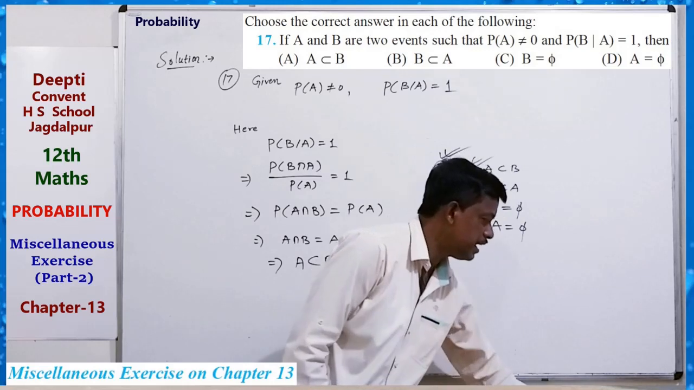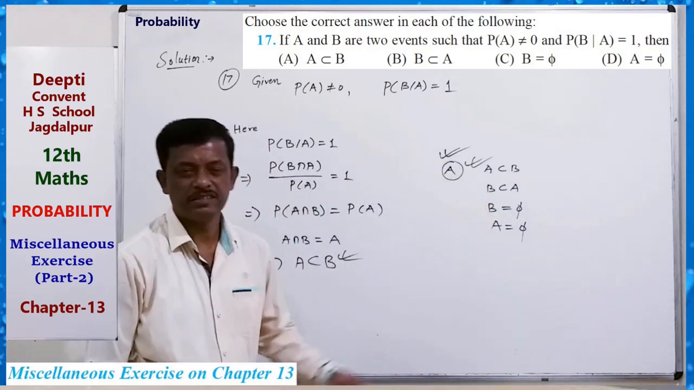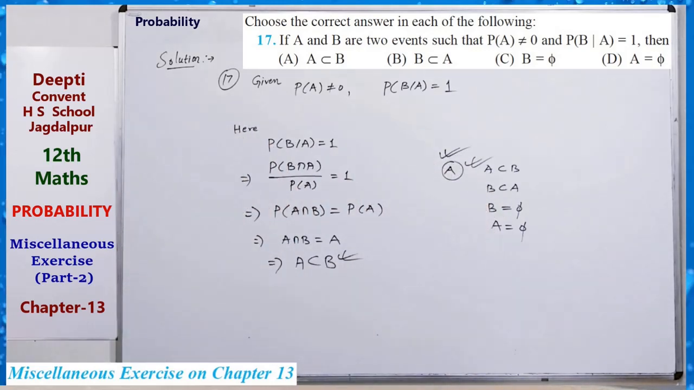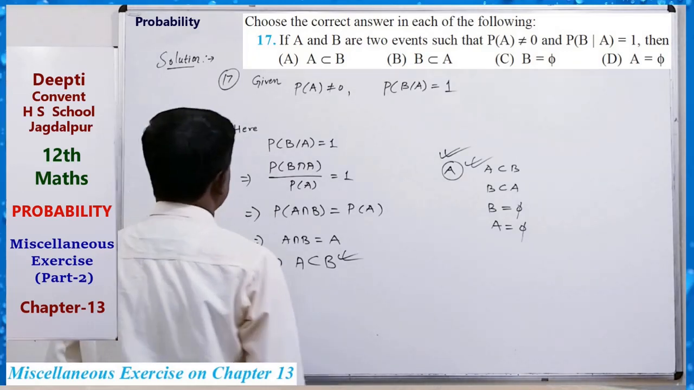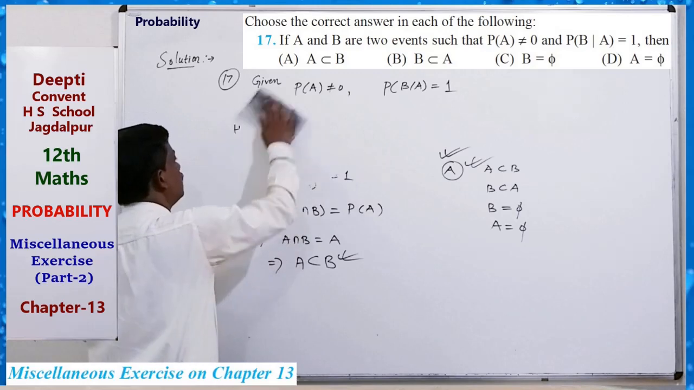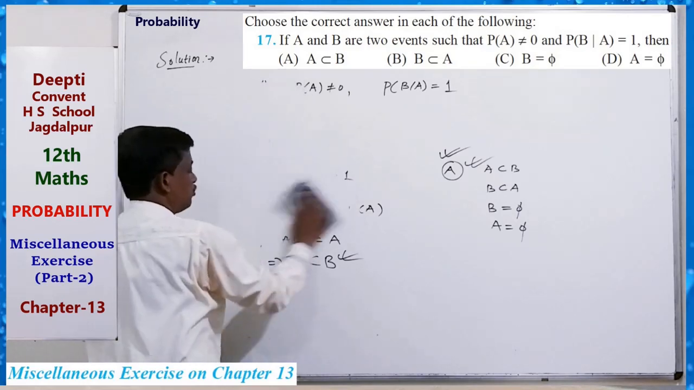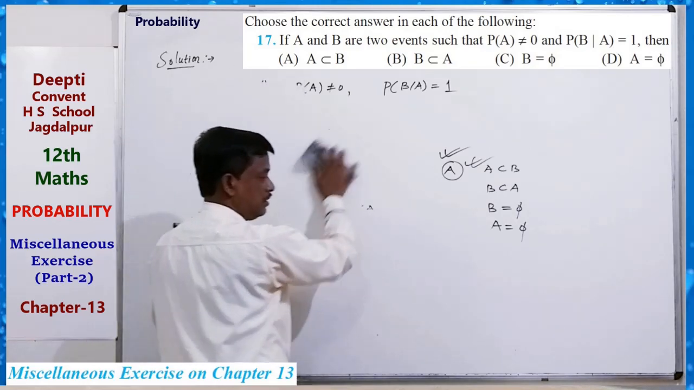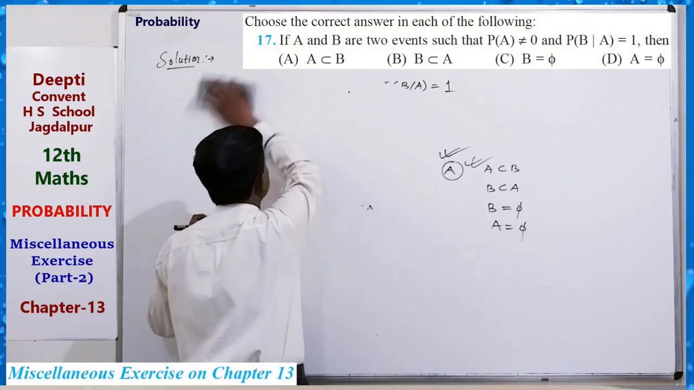Now question 18. That is also an objective type question. Just discuss it. What will be the solution of this? Okay, so just use the conditional probability formula here. Here is question 18.